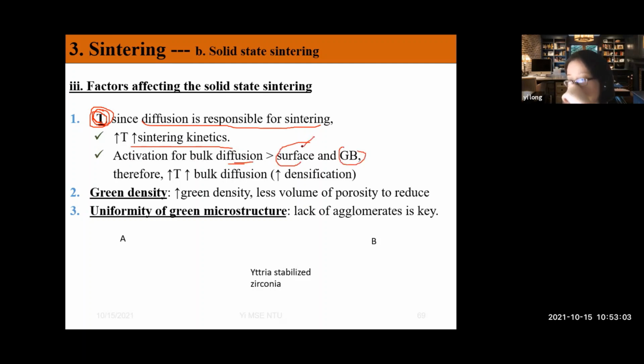The surface is the easiest one, and the bulk is the most difficult one. Okay, so in order to have densification, please make sure your temperature is high enough. Okay, and also there are some general things. If you want good densities, make sure you have a high green density.